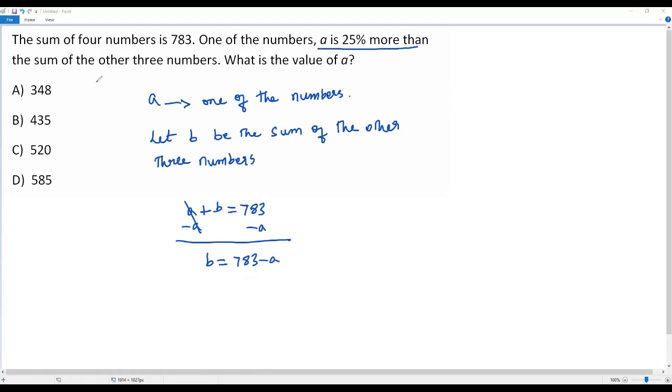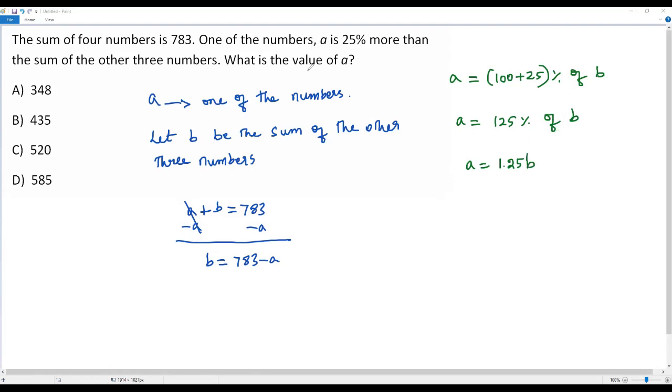That is, A is 25% more than the sum of the other three numbers. Now we have to write this statement as an equation. So A equals, 25% more than means we have to add 25 to the 100 percent of the sum of the other three numbers. We have assumed B as the sum of the other three numbers, so instead of that we can write B. A equals, when I add, 125, that is 125% of B. When I convert this 125% to a decimal, I'm getting 1.25. And whenever we have "of" in math, it represents multiplication, that is 1.25 times B.